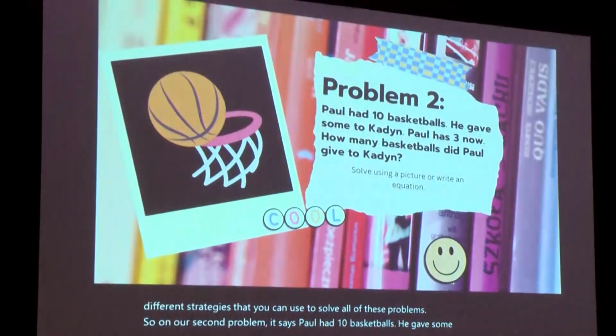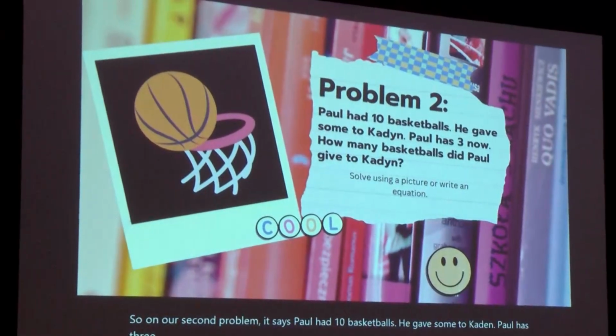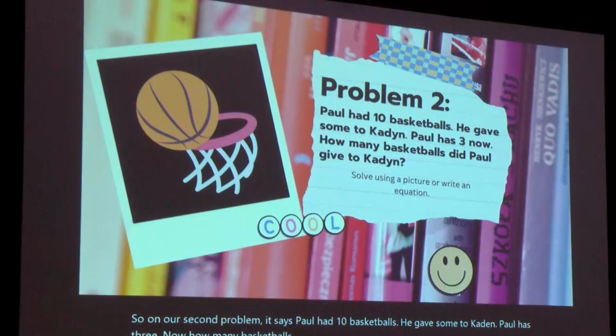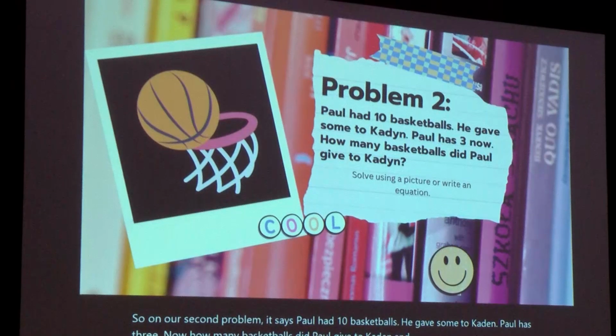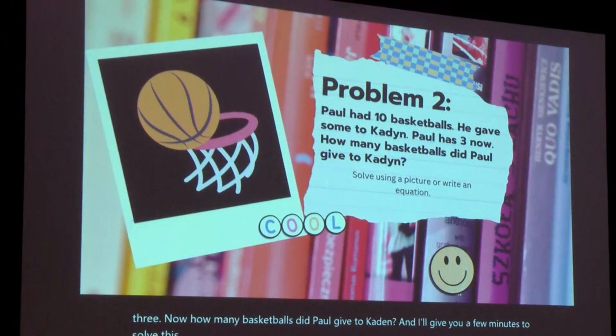So our second problem says: Paul had 10 basketballs. He gave some to Caden. Paul has 3 now. How many basketballs did Paul give to Caden? I'll give you a few minutes to solve this problem. This is actually a change unknown subtraction problem, where our students are taking away to solve this problem.